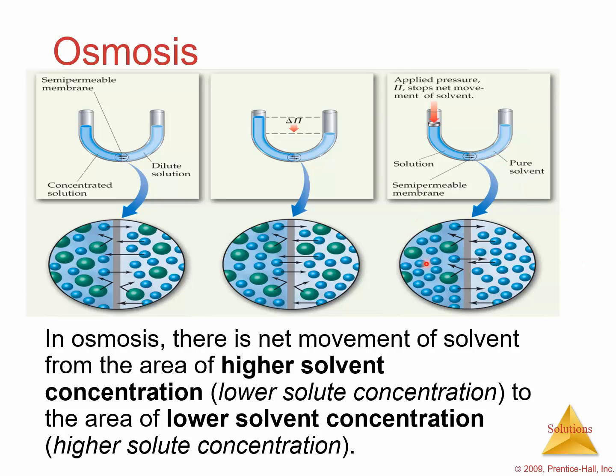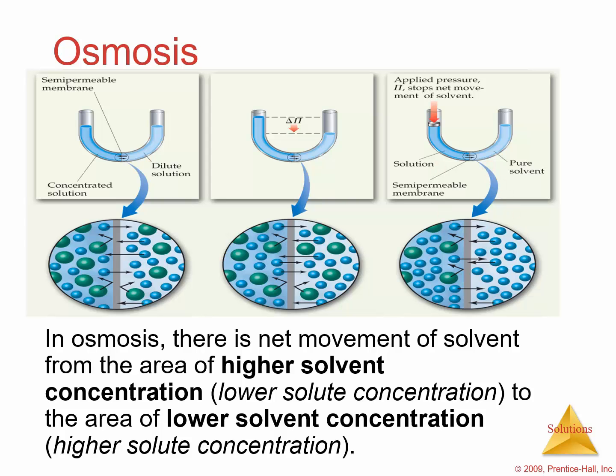However, here, applied pressure on the left arm of the apparatus stops net movement of solvent from the right side of the semi-permeable membrane. Now this applied pressure is the osmotic pressure of the solution.